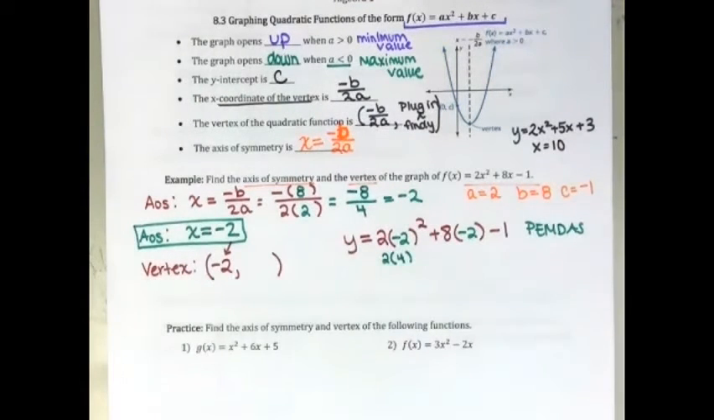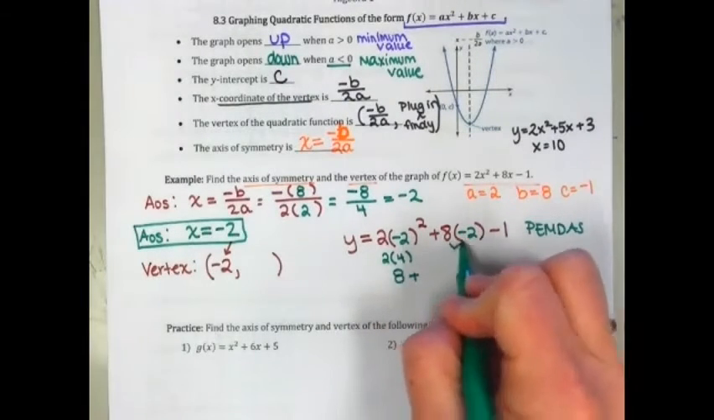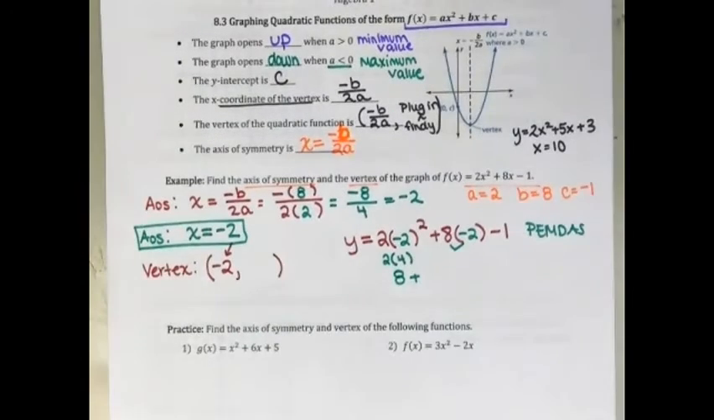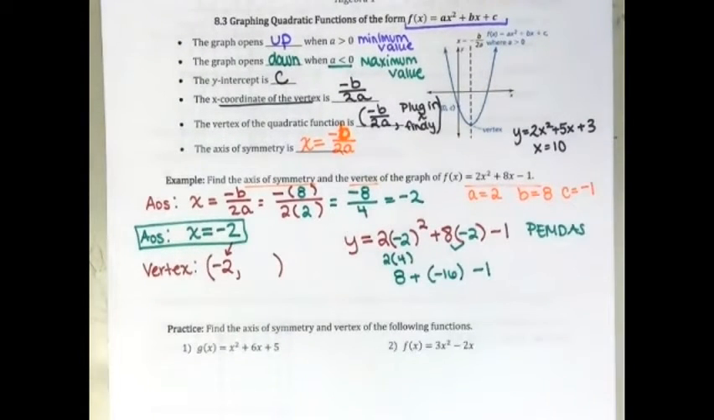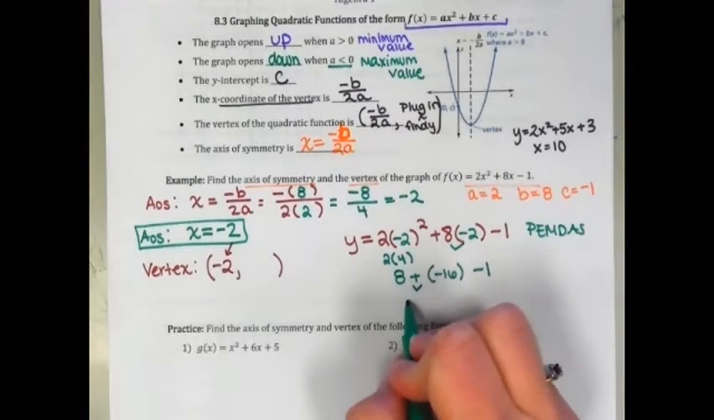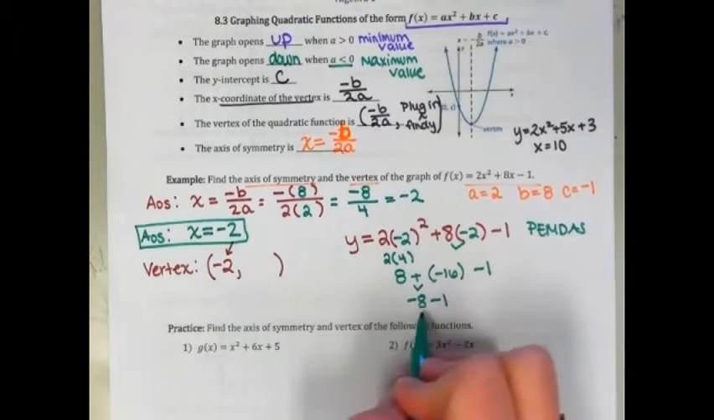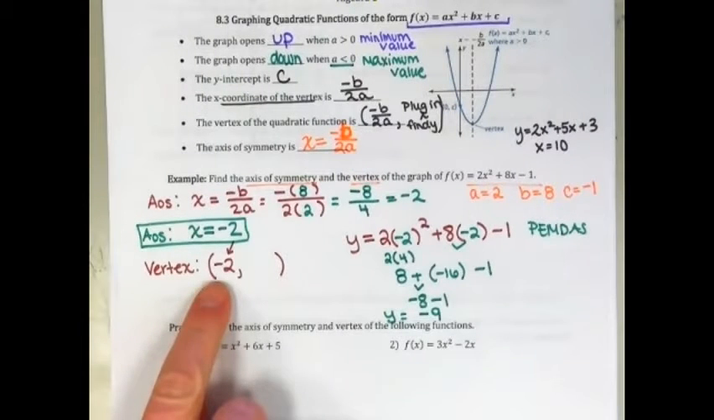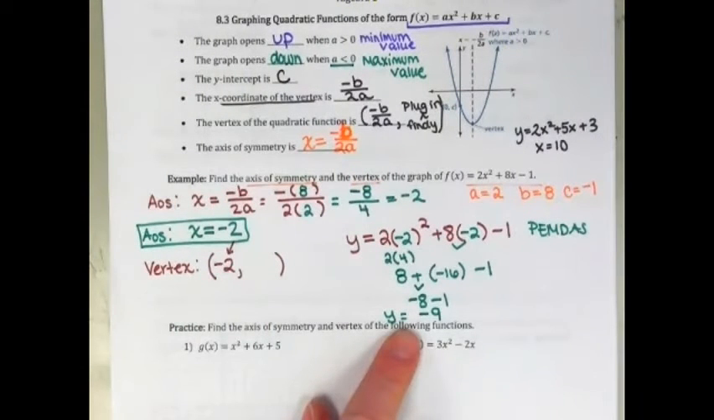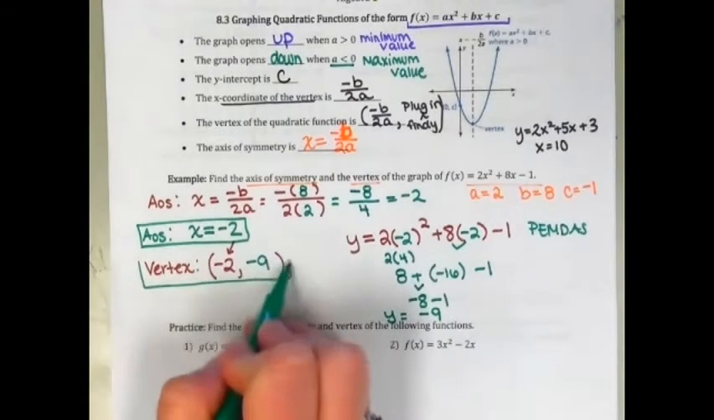4. And what's 2 times 4? 8. Plus, what is 8 times -2? -16. And then we have -1. And what's 8 plus -16? -8. And -8 minus 1 is -9. So this here is my y-coordinate. So my vertex is going to be -2, comma, what do we get for y? -9. And that is your vertex.